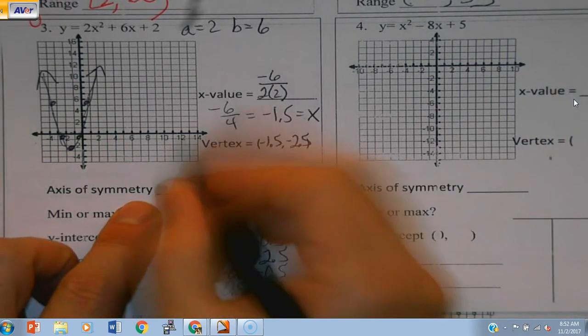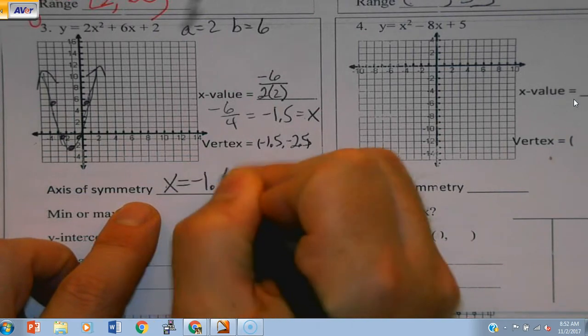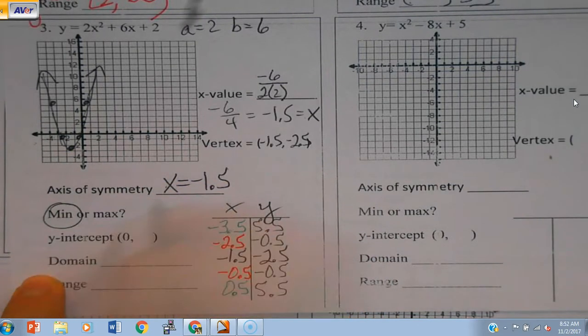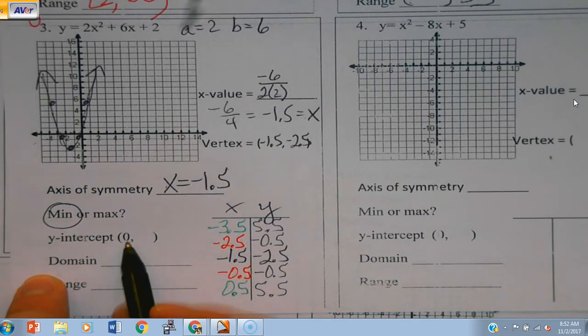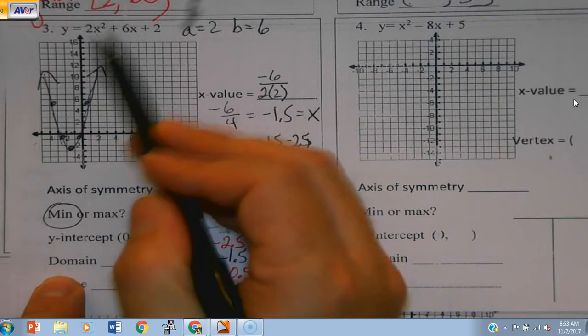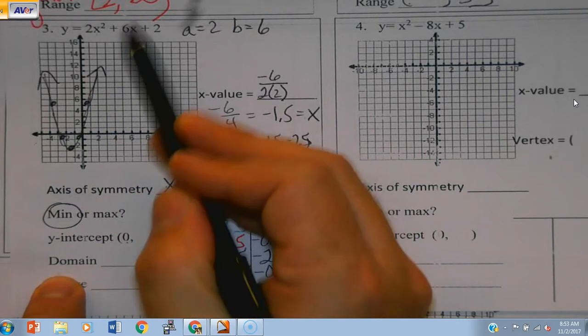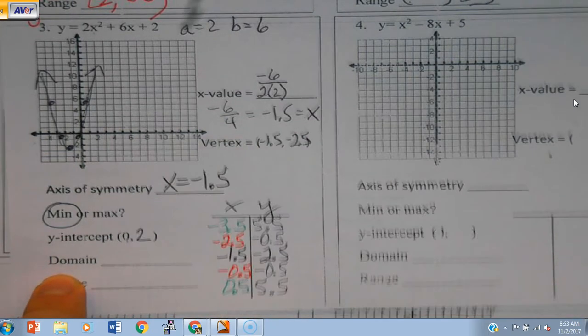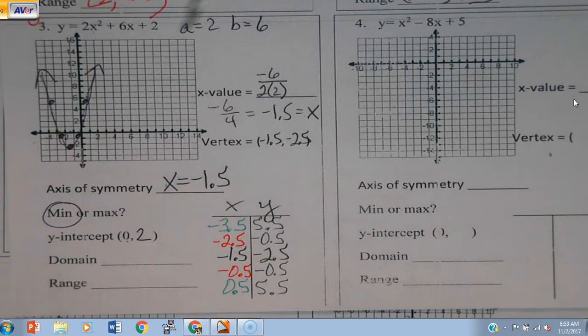Axis of symmetry. Still the x value of my vertex. Dot's still at the bottom, so it's still a min. Ooh, new twist. Y-intercept. You're like, I'm even giving you a hint. The x value is 0. If I stick in 0 here, it turns that all into 0. Stick 0 in here, it turns that all into 0. It's just your c value. And we talked about that before. Your y-intercept is (0, c) when we're in standard form.